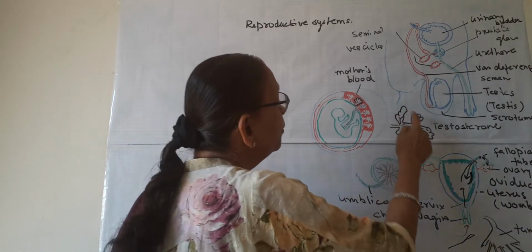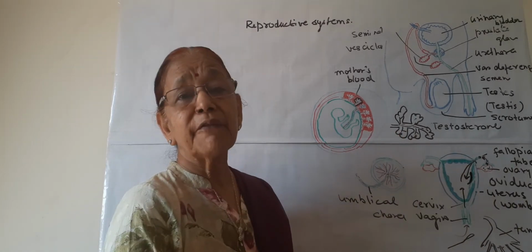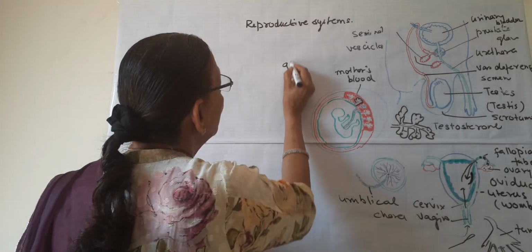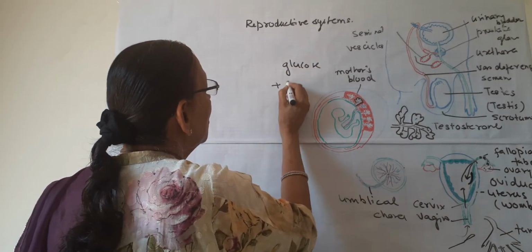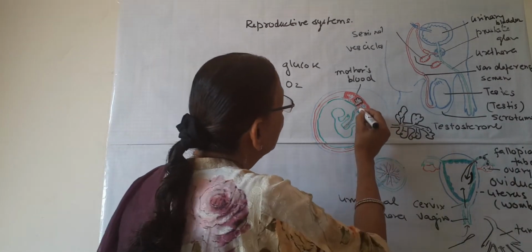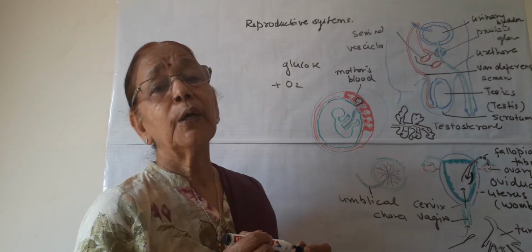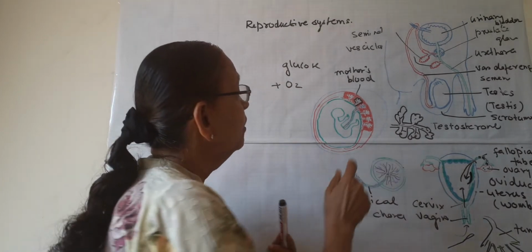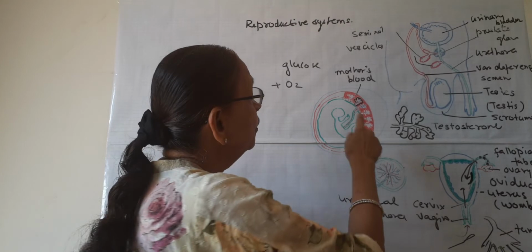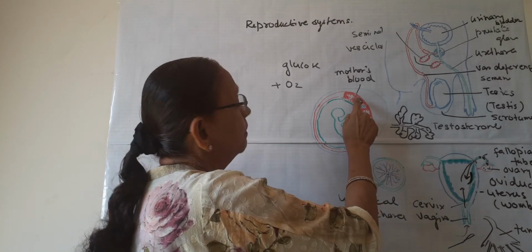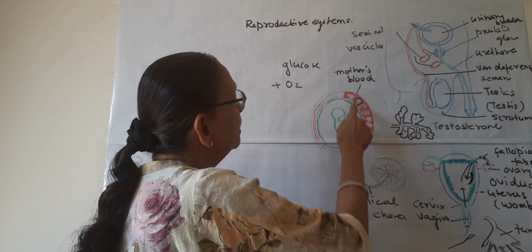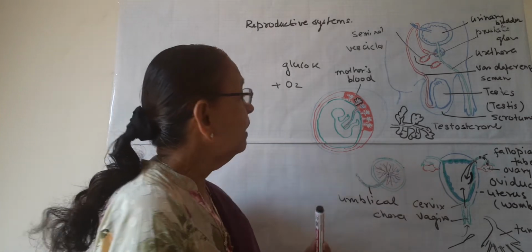Due to these projections or villi, the surface area increases, and from the mother's blood more glucose and oxygen are absorbed by these villi, and they are transferred through this umbilical cord to the growing or developing fetus. So this placenta is for nourishing the developing fetus through these villi. Arteries and veins both are present. They absorb glucose and oxygen and transfer it to the developing fetus.